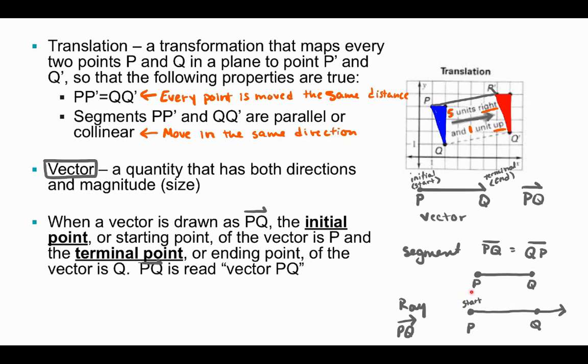A ray also has a definite starting point and it has a direction. The difference is that we never stop with a ray. So our second point in a ray name is not telling us where it stops. It just tells us which way we're moving. So we don't stop, we just keep going. So a vector is kind of a hybrid between a segment and a ray. So like a ray, it has direction, and like a segment, it has two endpoints.